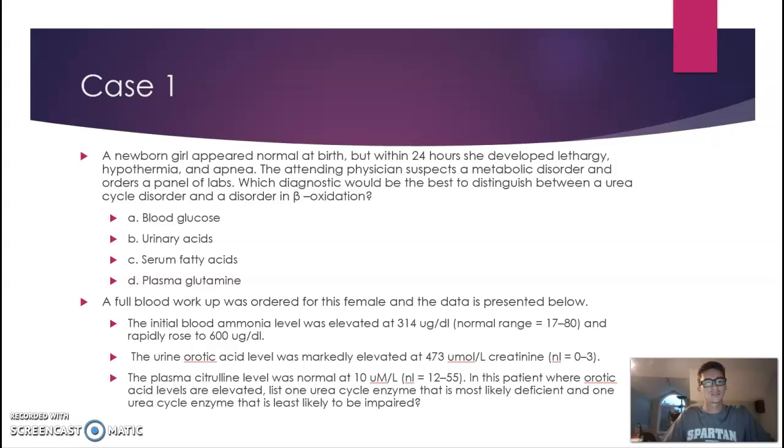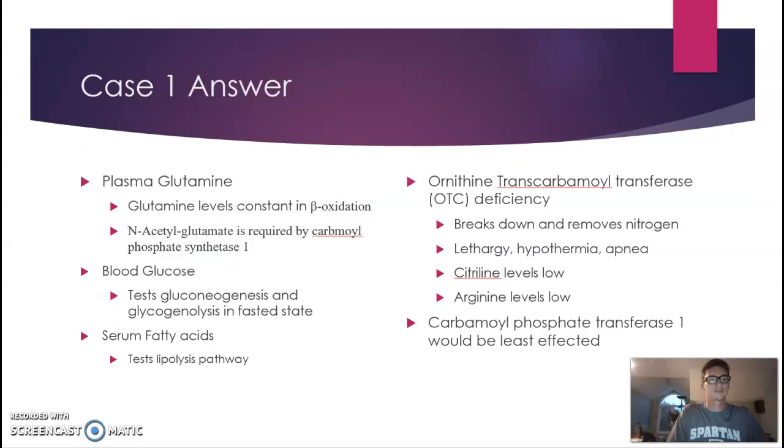The plasma citrulline level was normal at 10, when the normal is 12 to 55, so that's a little below normal. But in this patient where uric acid levels are elevated, list one urea cycle enzyme that is most likely deficient and one urea cycle enzyme that is least likely to be impaired. After observing all the diagnostic tests, the test of plasma glutamine would help me best distinguish between deficiencies in beta oxidation versus deficiencies in the urea cycle.